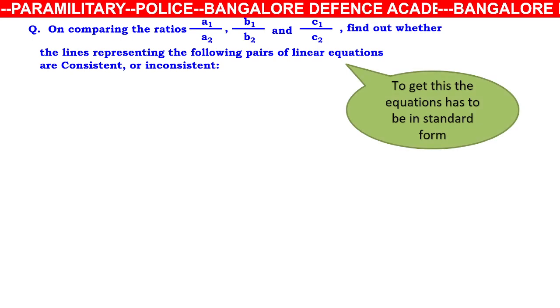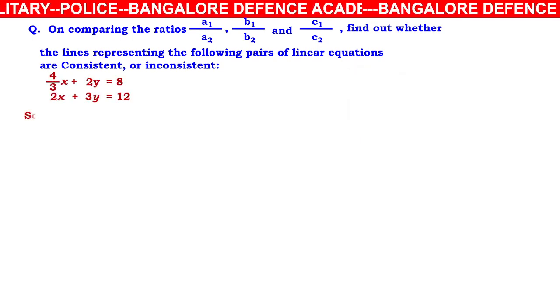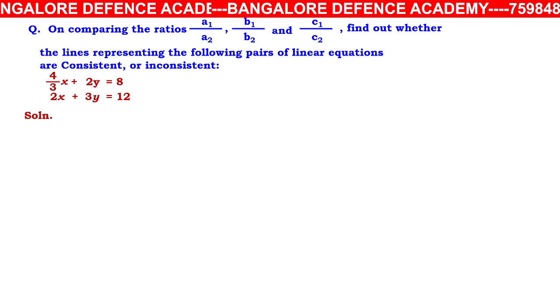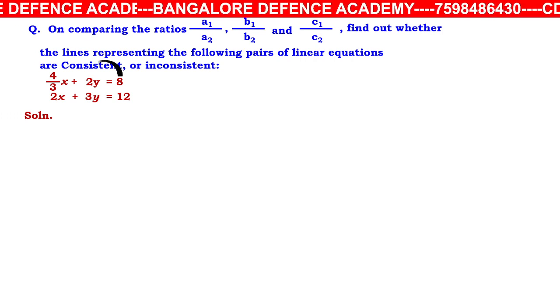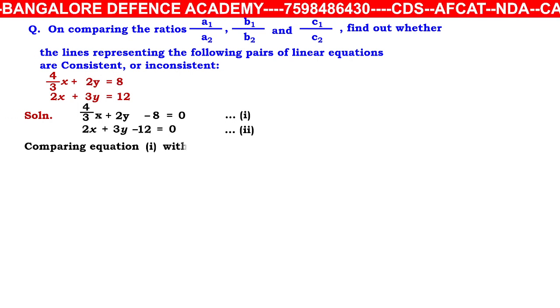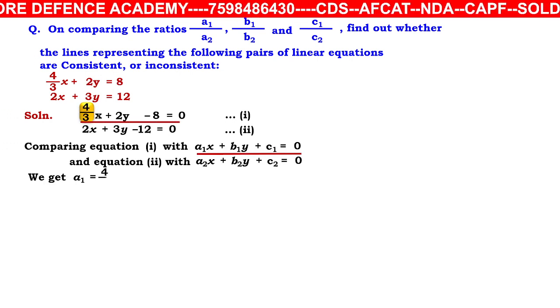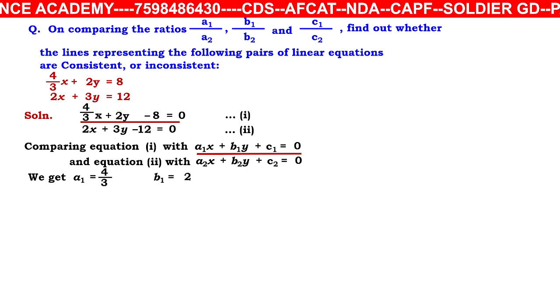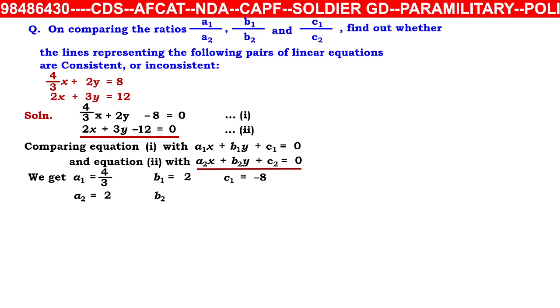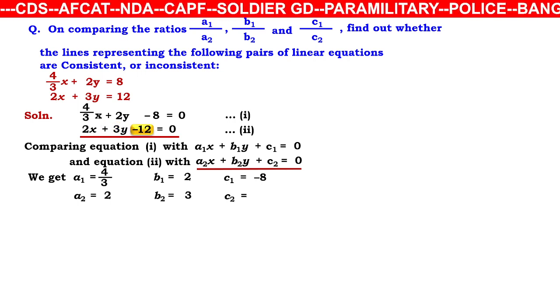Okay, moving ahead, one more question here: 4 by 3x plus 2y is equal to 8, and the next equation is 2x plus 3y is equal to 12. So now here what happens? You take a1 is equal to 4 by 3, b1 is equal to 2, c1 is equal to minus 8, a2 is equal to 2, b2 is equal to 3, and c2 is equal to minus 12.